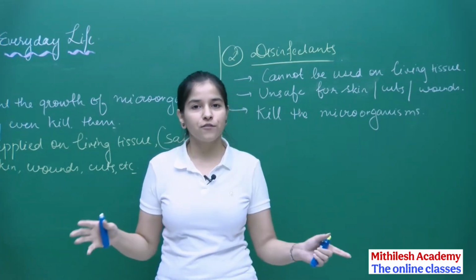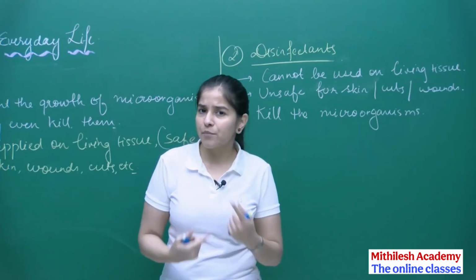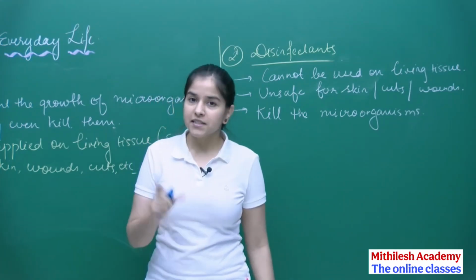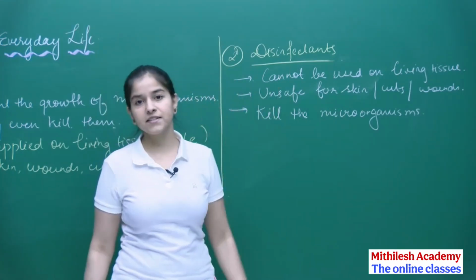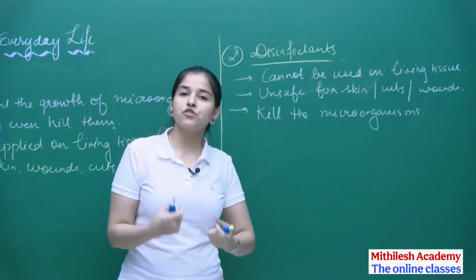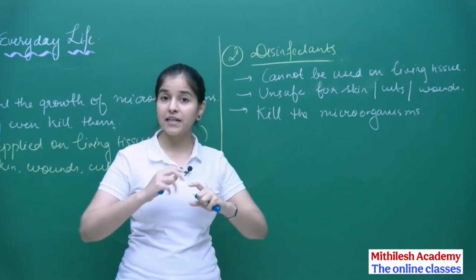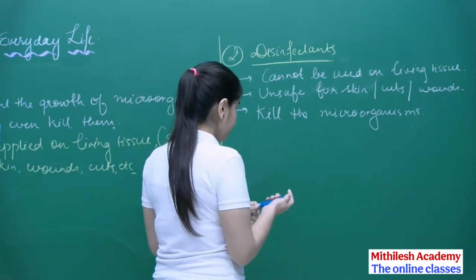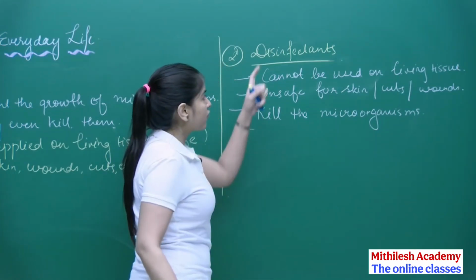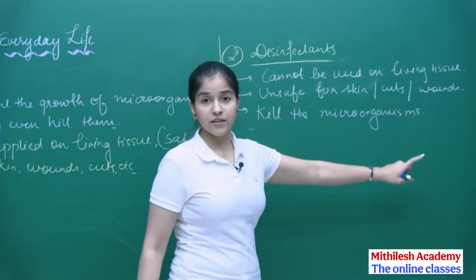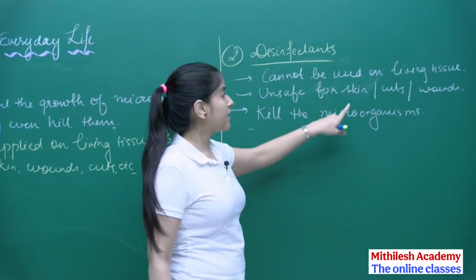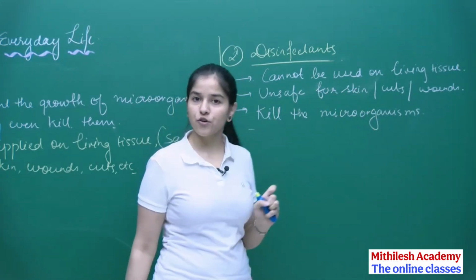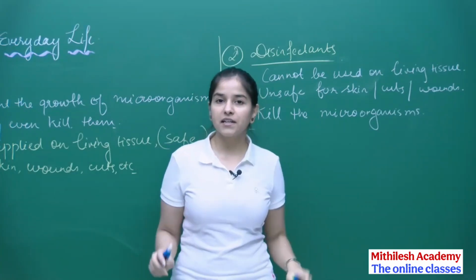It's used for floor cleaning, and also the Harpic solutions that we use in our toilets. So what is that? That is nothing but the disinfectants that we use. They have such a high concentration of chemicals that they immediately kill the bacteria or microorganisms. So we have the basic definition of disinfectants: they cannot be used on living tissue, and they are unsafe for the skin, cuts, wounds, etc. They immediately kill the microorganisms.